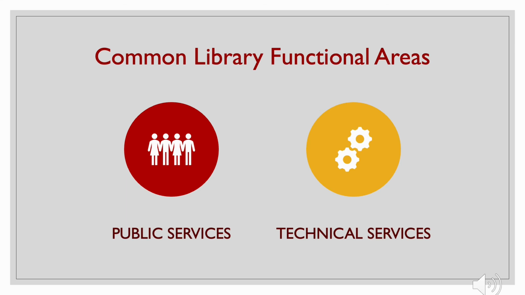Libraries have two principal functional areas. One is known as public services, and these are services that most often work with the public, or they're called forward-facing. Examples would be the reference desk or the circulation desk. And forward-facing refers to dealing actually with the public, or the public can interact with them.